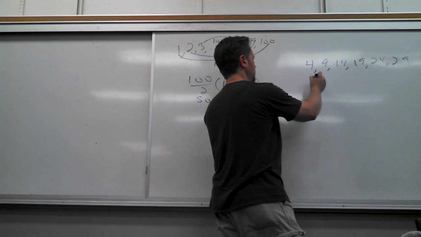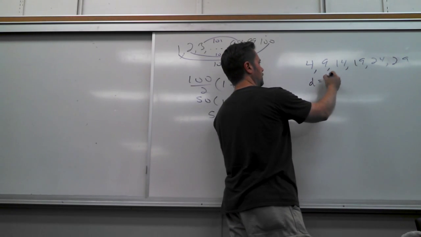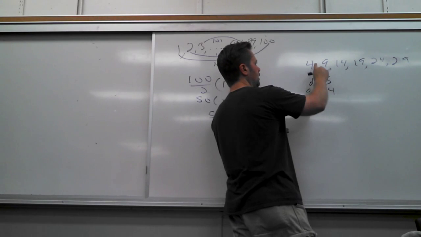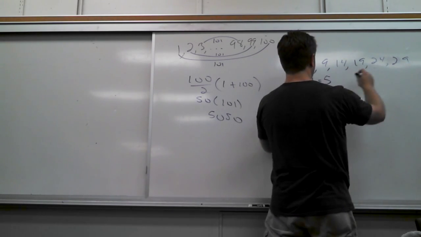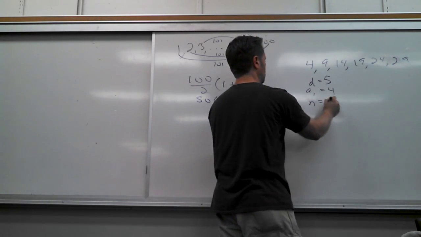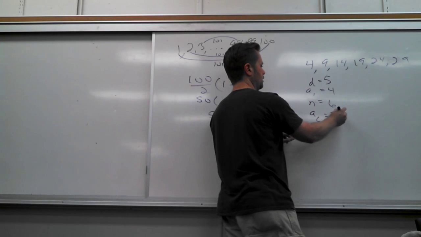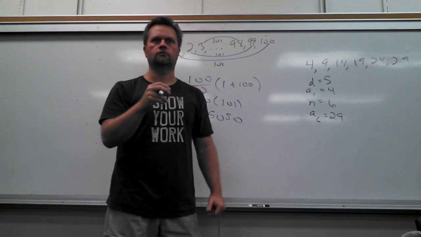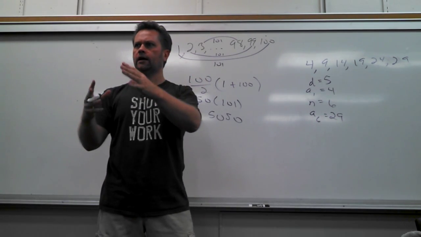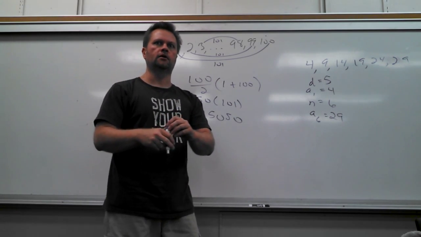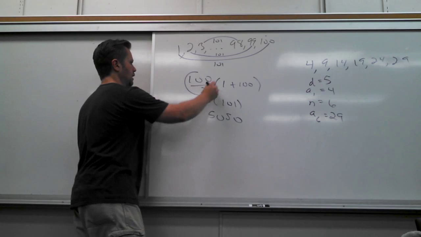What is D, for example? 5. And A1 is 4. And what's 1, 2, 3, 4, 5, 6? So I got 6 things here, right? And what do I say? A6, the last term, is 29. So I'm kind of overanalyzing everything I know, because I'm going to make a general formula for it after we do this example.